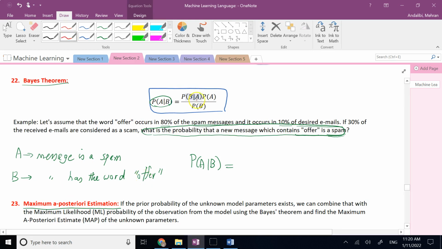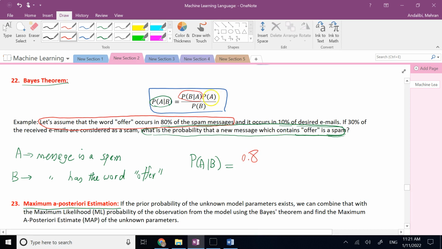So let's take a look. What is this guy? You see here it says the word offer occurs in 80% of the spam messages. So that's exactly, if you read it and compare it with the definition of A and B, P of B given A. The word offer shows up in spam messages 80% of the time. So that's 0.8 or 80%.